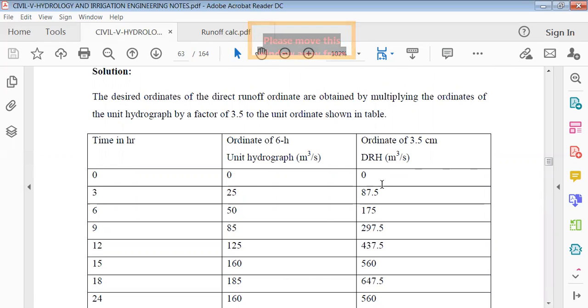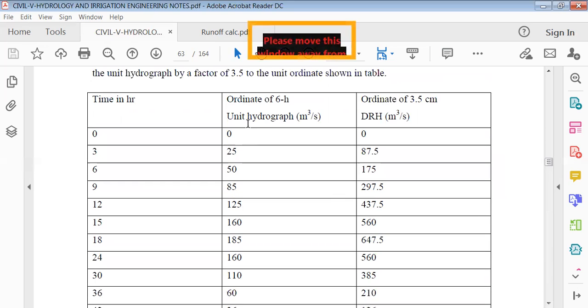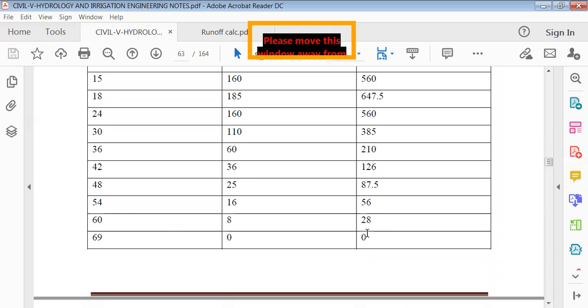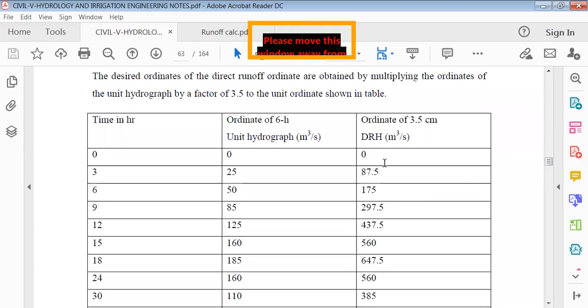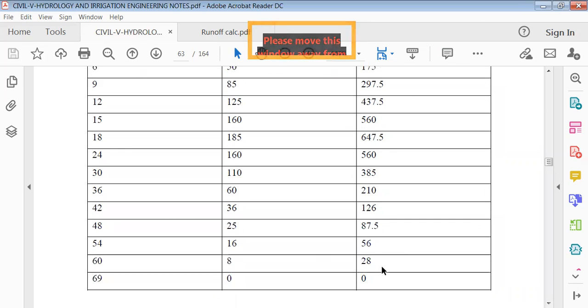So it is 0, the first value; next 25 into 3.5 is 87.5; 50 into 3.5; 85 into 3.5. So every ordinate in the second column should be multiplied with the excess rainfall, that is 3.5 centimeter, up to this. So this is nothing but the ordinate of a 3.5 centimeter direct runoff hydrograph.